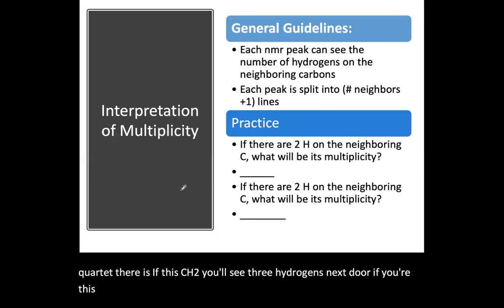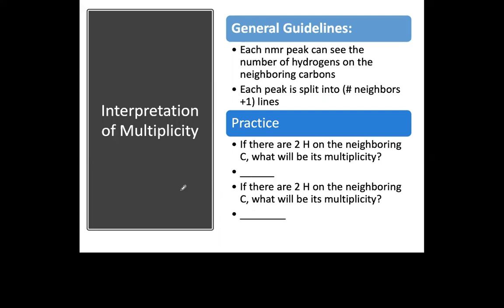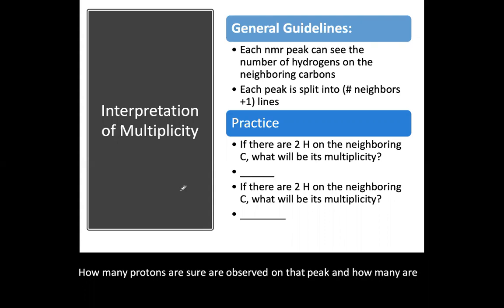You have 4 pieces of information. Number of peaks, you have the chemical shift, so what's bonding to it, is it downfield or upfield? Electronegative atoms, double bonds. How many protons are observed on that peak, and how many are next door, which allows us to start to put full structures together.